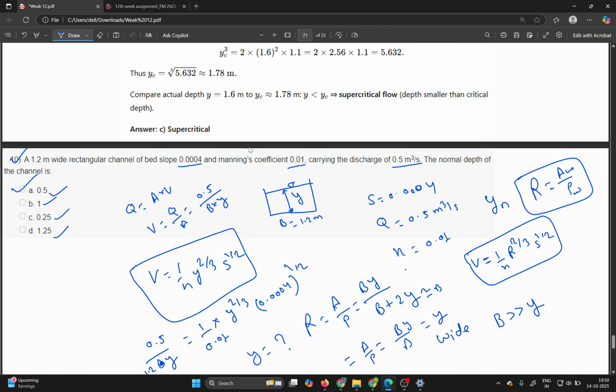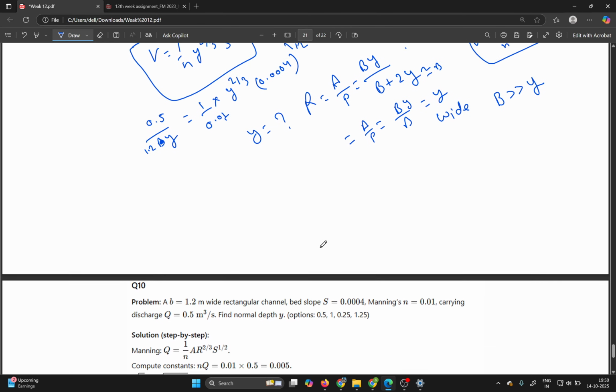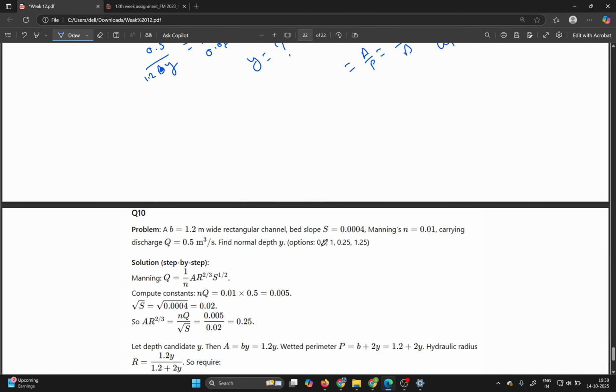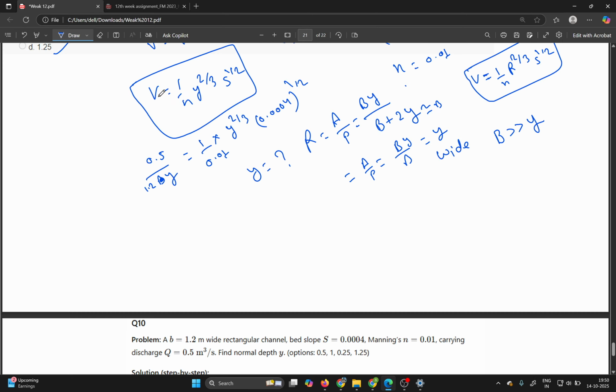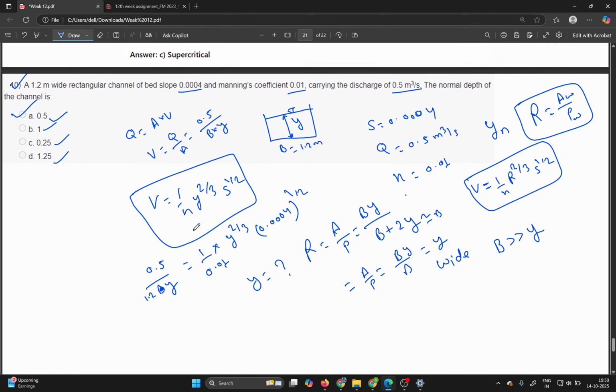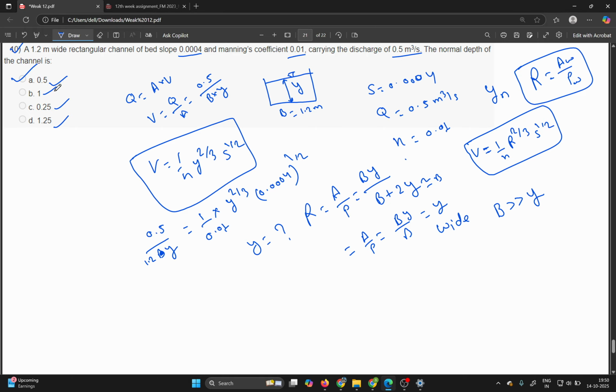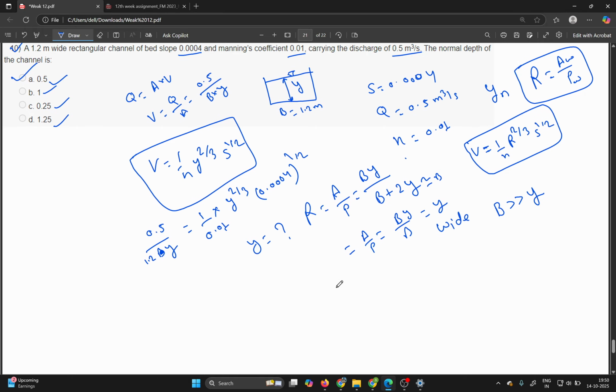After the calculation, maybe there was a calculation mistake. Here the formula directly takes the discharge, remember please. But here I have written the formula in terms of only the velocity. So remember these things also. After calculation, you will get 0.5.